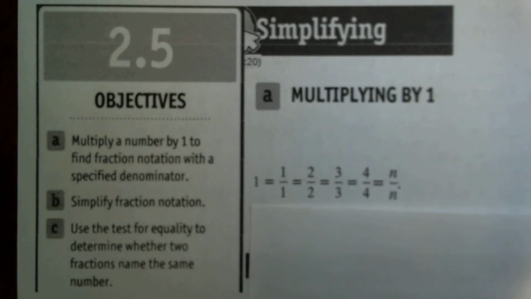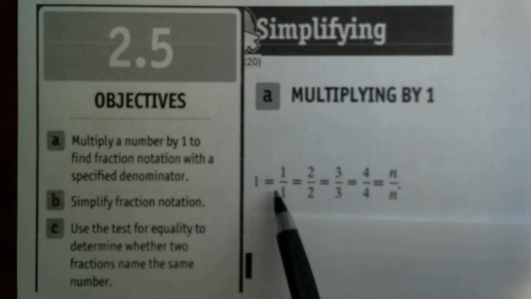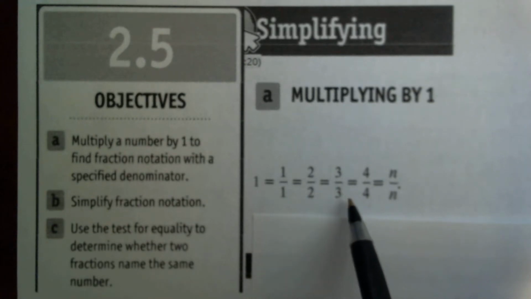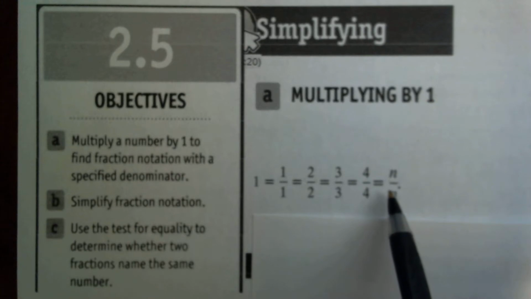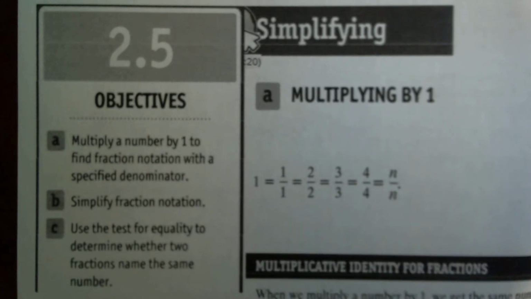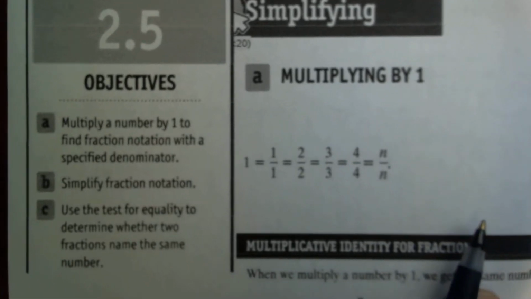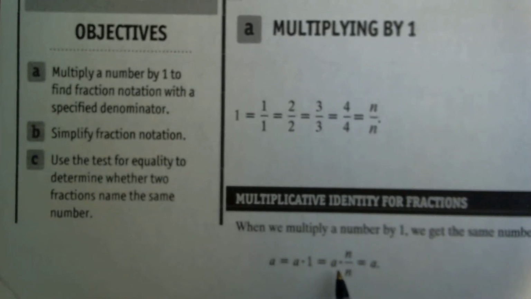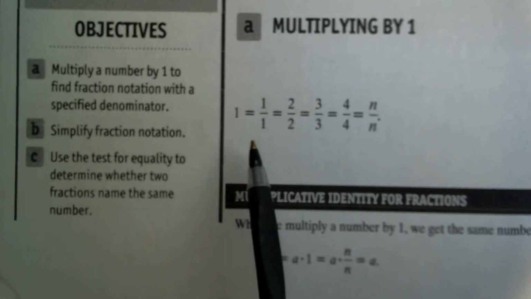So the first aspect is multiplying by 1. Here we note that 1 we can write as 1 divided by 1, or 2 divided by 2, or 3 divided by 3, or 4 divided by 4, or in general, n divided by n. So here is the other observation, the multiplicative identity for fractions. When we multiply a number by 1, we get the same number. In other words, a equals a times 1, where a is some number. And that's the same as a times n divided by n. And again, that's equal to 1, because n divided by n is equal to 1, as we just noticed up here in the beginning.